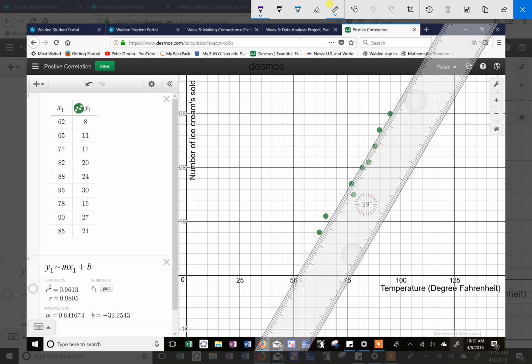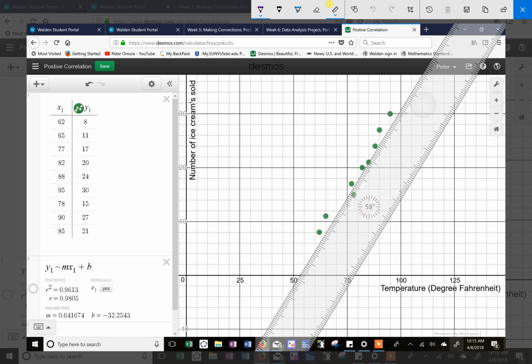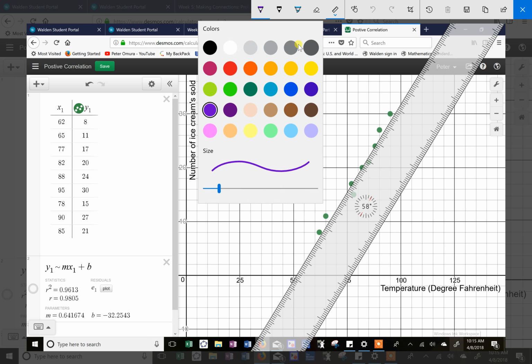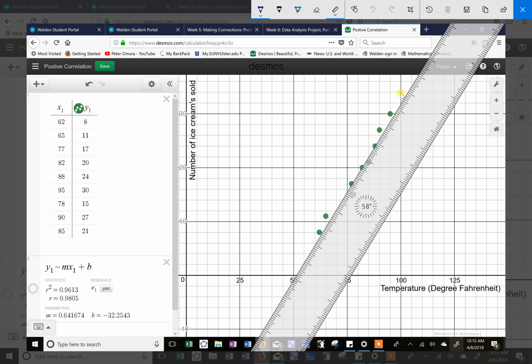And I would say maybe this looks... well, maybe that looks about... Let's see. That might be pretty good. So let's see what happens. I'm going to take a pen. Oh, this is a lovely color. I'm going to draw a line that goes through these points. And let's see if it allows me to.